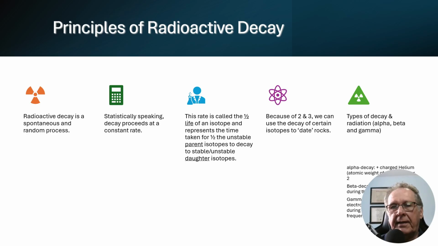So the first thing, this is a bit confusing, but let me go over it slowly and see if it makes sense to you. Radioactive decay is a spontaneous and random process. So if we have a rock with 100 uranium atoms, we cannot predict when one particular uranium atom will decay all the way down to lead. It's completely random, it's spontaneous.